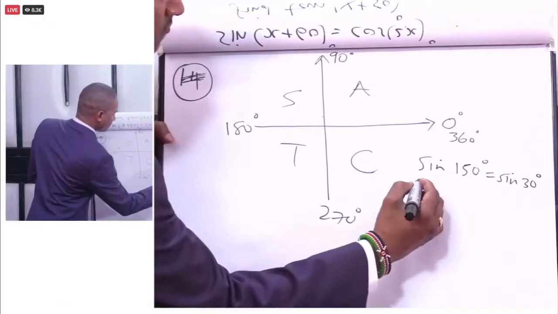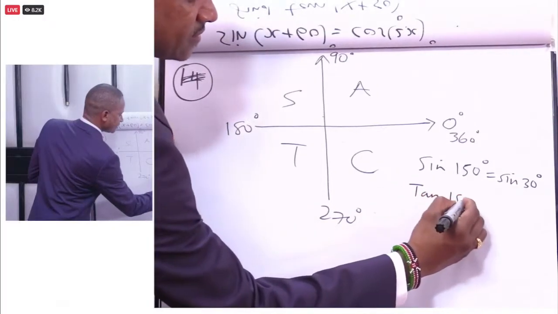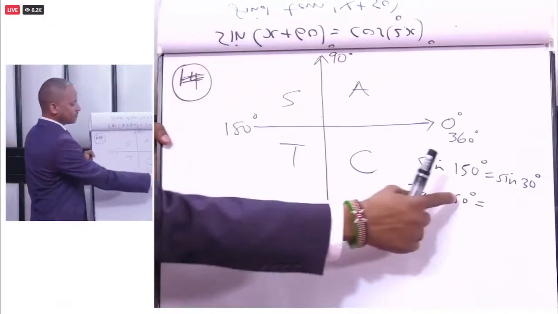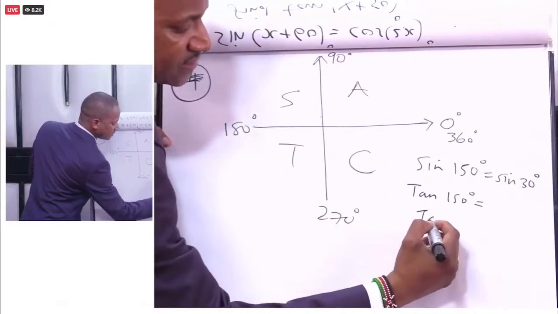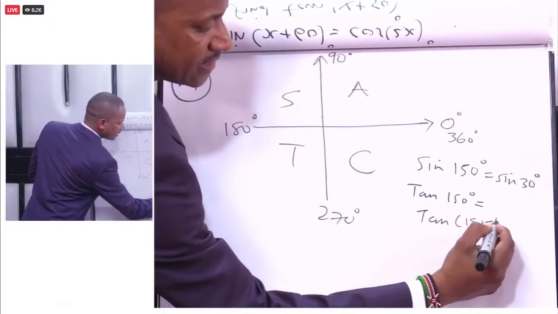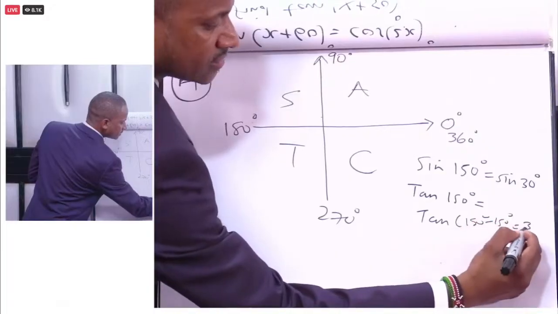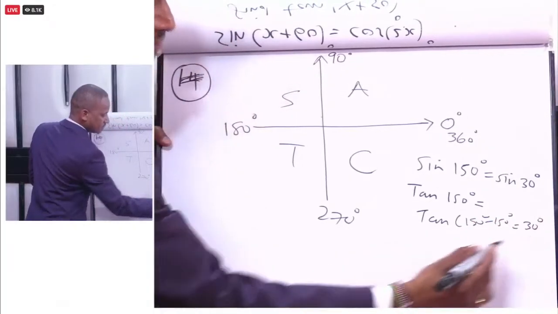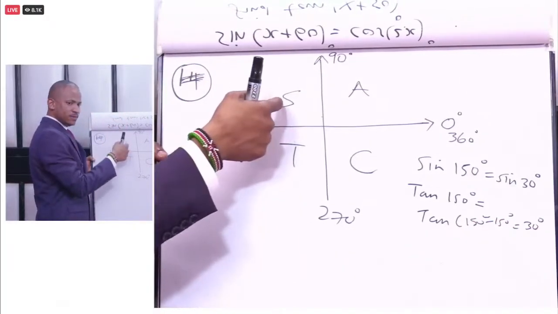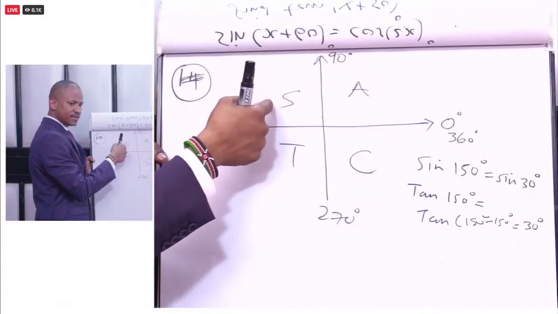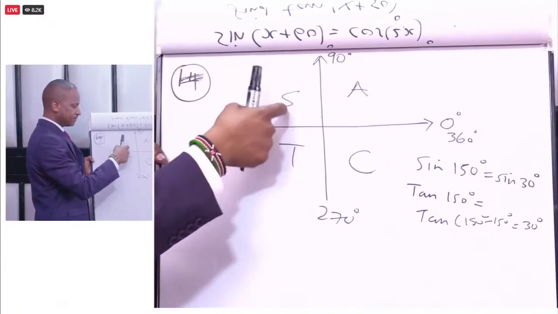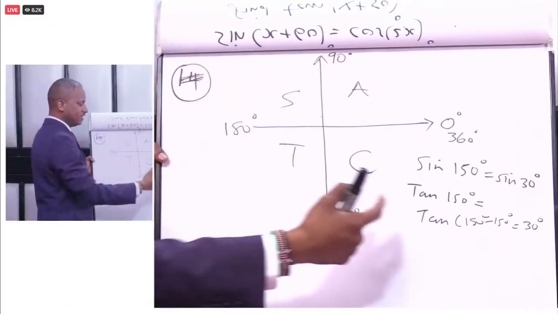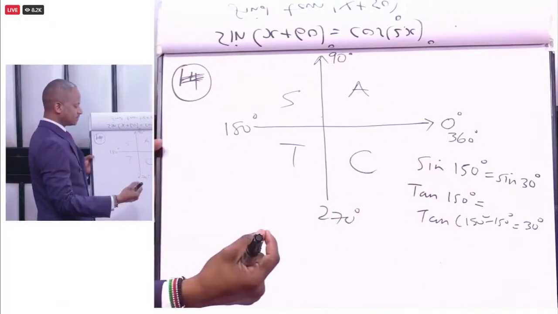But if you are told to find tan 150 degrees, you will do tan of 180 minus 150 degrees, which is tan of 30 degrees. But the answer that you get, you multiply by -1, because it is negative. 150 lies here, falls here. So you first of all identify that degree, where does it land?